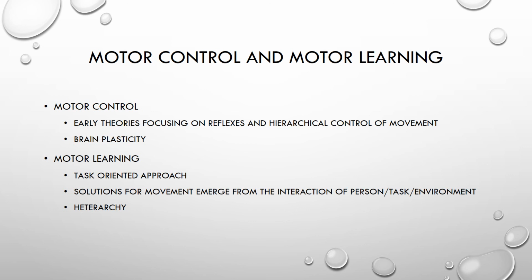The motor learning theorists say that solutions for movement emerge from the interaction of the person with their environment. So basically, you just need to provide them a lot of opportunities for movement in a lot of different contexts. And it uses a hierarchical approach that the person is constantly interacting with their environment, and the motor learning changes how the person adapts to each different situation. And we'll spend more time talking about that later in the semester as well.